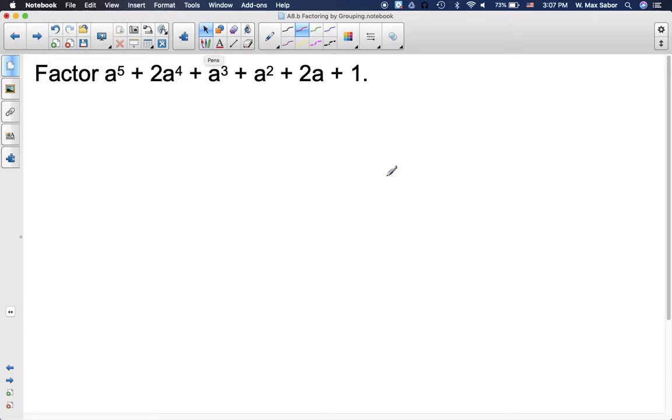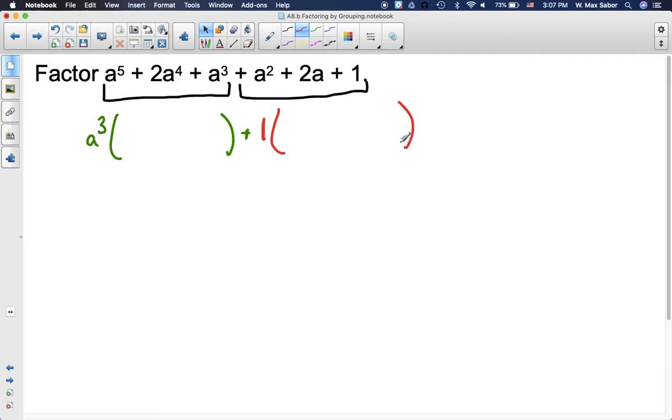All right, more examples. This one is a little trickier because it's not a 4-term polynomial, it's a 6-term polynomial. But I'm going to look at this as two separate polynomials. Here we have a cubed. It goes into both of those. And here there is no greatest common factor. The greatest common factor is 1. So that's fine. A squared plus 2a plus 1. And for the first one, we also have a squared plus 2a plus 1, by dividing each term by a cubed.